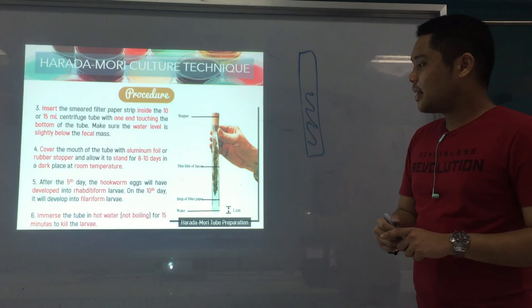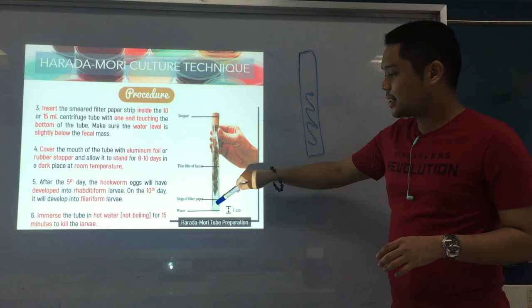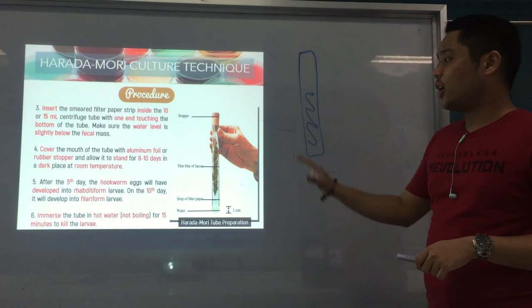Sorry. Okay, so as you can see, this is a thin smear of feces. But as you can see in the picture, it doesn't look very thin. But anyway, alright. Thin smear of feces. This is the filter paper. And then the water is, again, slightly below the fecal smear. Okay? So that's your overall preparation.